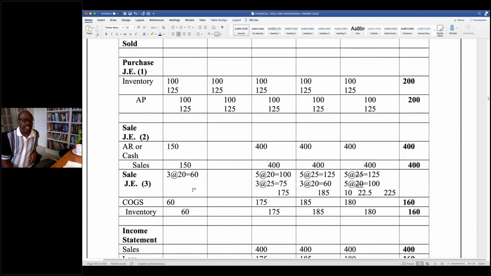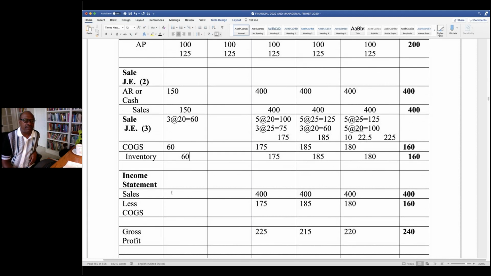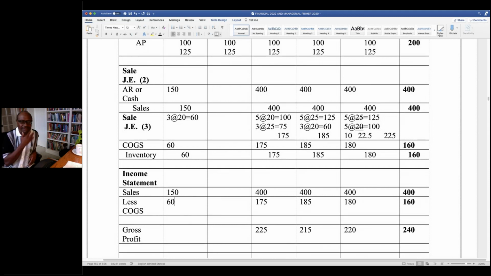So we go to the income statement now. What are sales? 150. Cost of goods sold? 60. So the gross profit? 90.